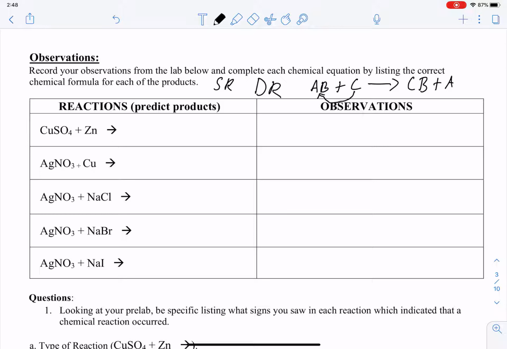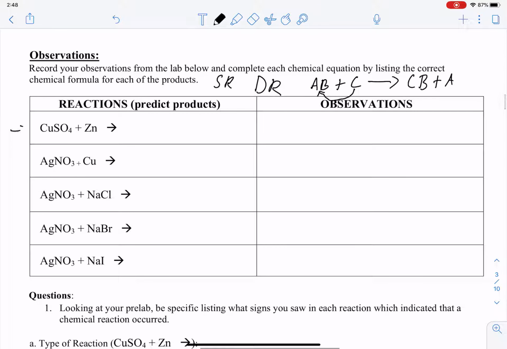So for example, if we look at the first problem, we have copper sulfate plus zinc. This is a single replacement reaction, right? And what happens is the zinc, which is a metal, is going to replace copper, the other metal. Metal will always replace metal, okay? So you always want to make sure the metal is going in the front of the reaction, to where we get zinc sulfate plus copper, which is now on its own and going to exist as a solid.